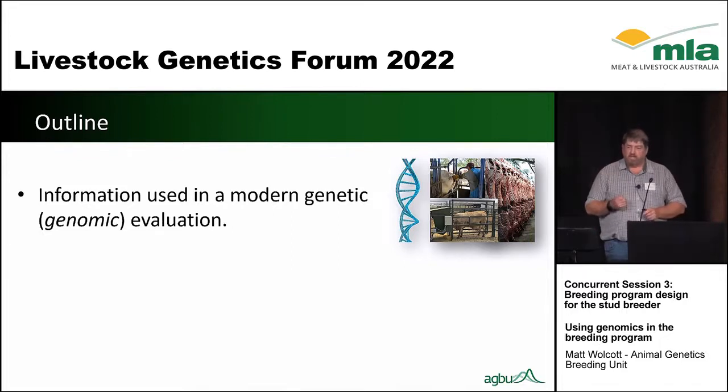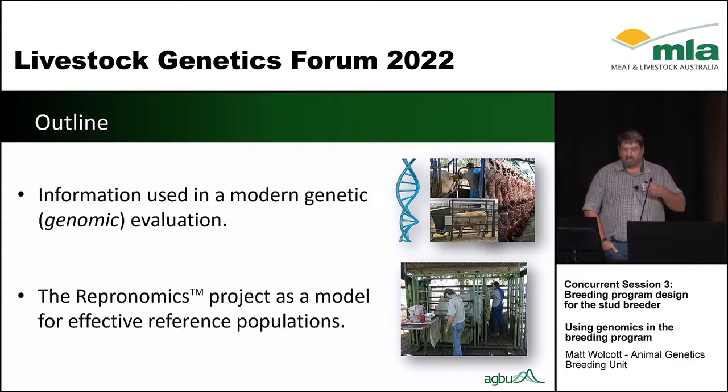We'll just look initially at the information that's coming into our current genetic evaluations and how that's entering the evaluation. And then we'll take a specific example from the Repronomics Project. So some information about female reproduction, how that's developed, how it comes into the evaluation, and how it's giving advantage to people who are using that evaluation.